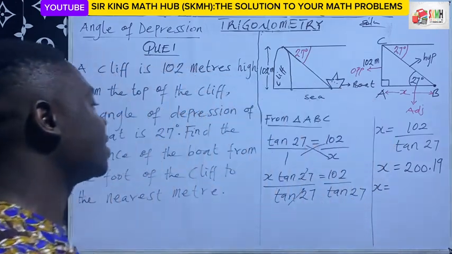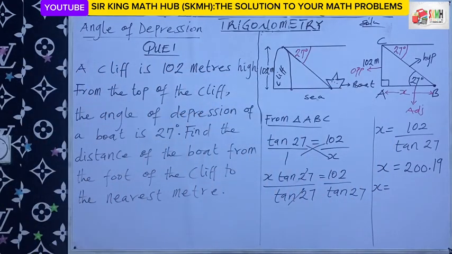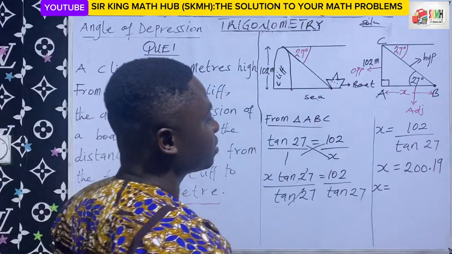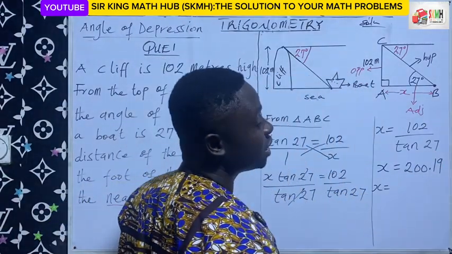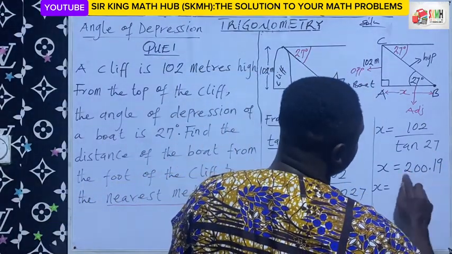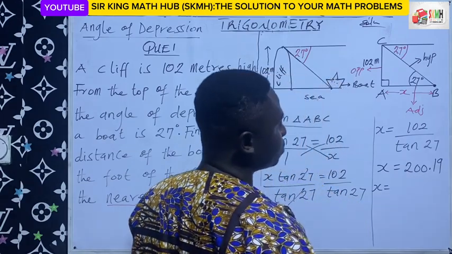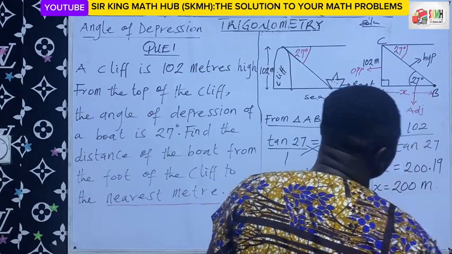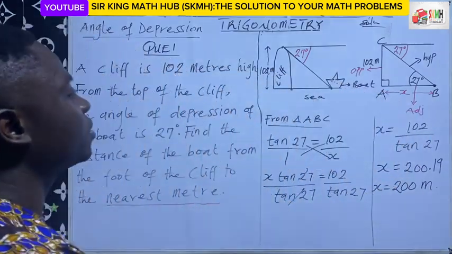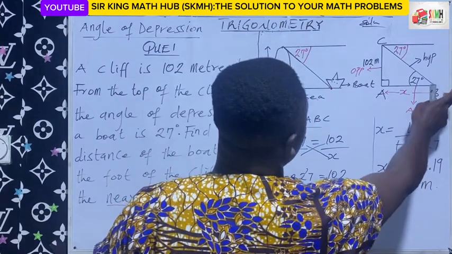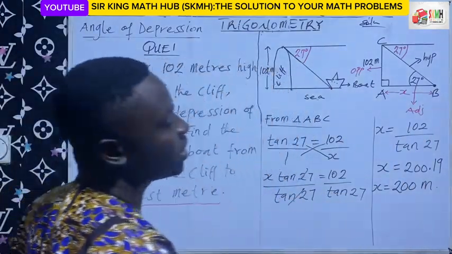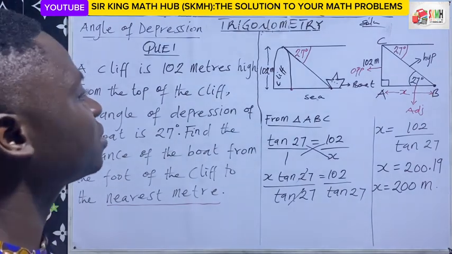And then don't forget that we were told to correct our answer to the nearest meter. So let's correct this distance to the nearest meter, the whole number. That should give us 200 meters. So in conclusion, the distance of the boat from the foot of the cliff measures 200 meters. Thanks for watching.